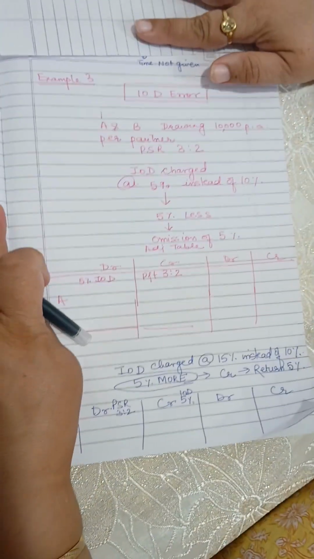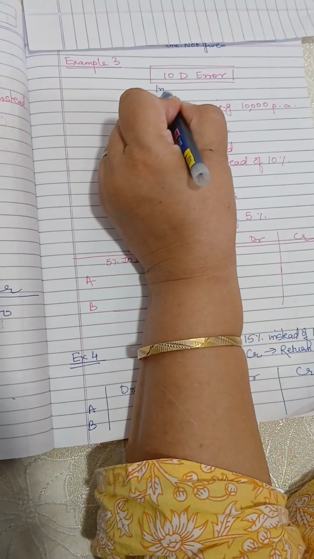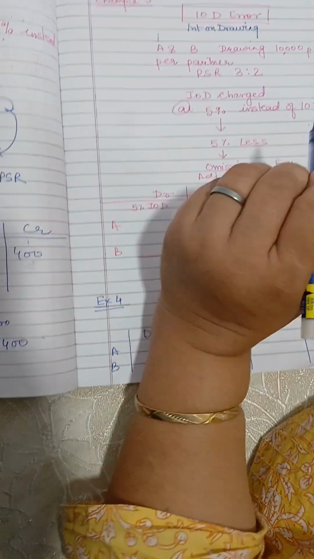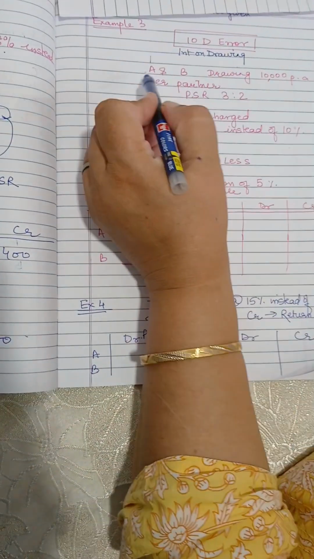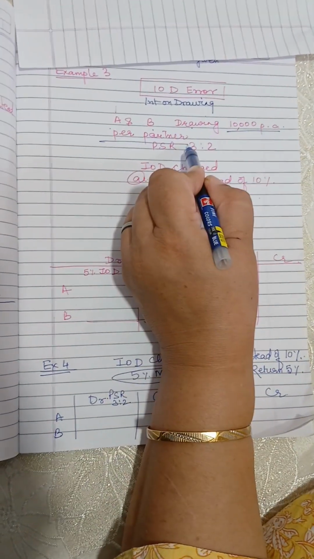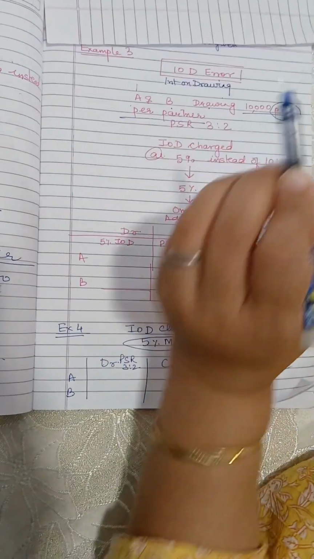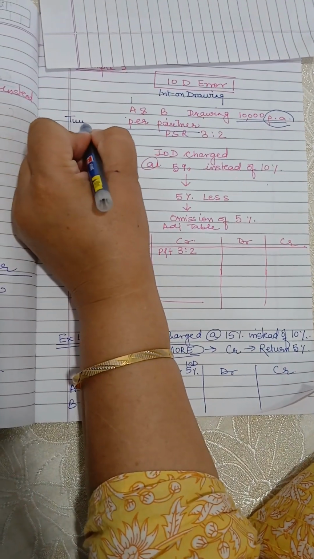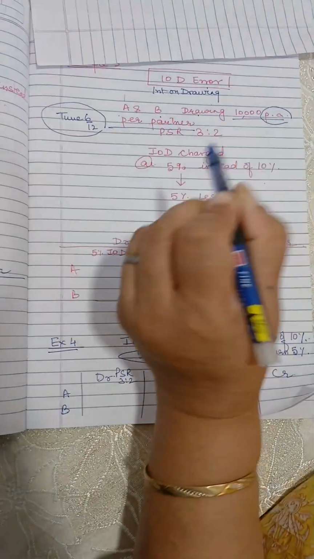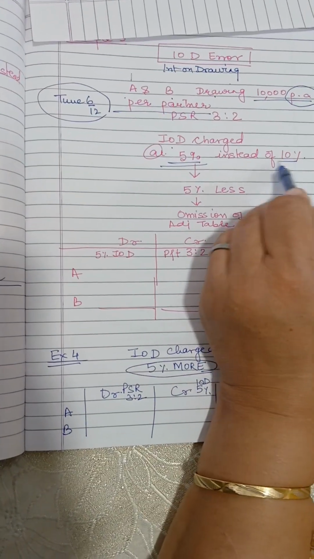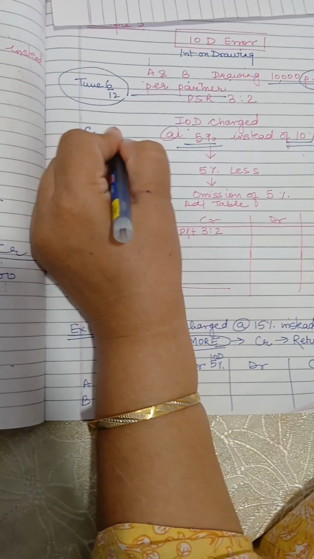In this, we are making an error, but in interest on drawings. Rate goes wrong in interest on drawing. Let's take an example. A and B, they have made a drawing of 10,000 per annum per partner. That means per annum, you are not given the timing. So time for this will be 6 by 12. Remember the rule of IOD. Let's see the mistake. IOD was charged at the rate of 5% instead of 10%. Correct rate 10%. Wrong rate 5%.